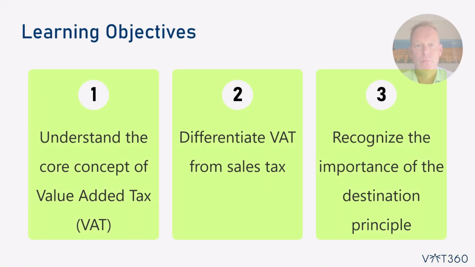By the end of this module, you'll be able to explain what VAT is and how it works across the supply chain. You'll understand the difference between input and output VAT and how businesses recover the tax they pay. And finally, you'll be able to describe how VAT differs from sales tax and what the destination principle means in cross-border trade.